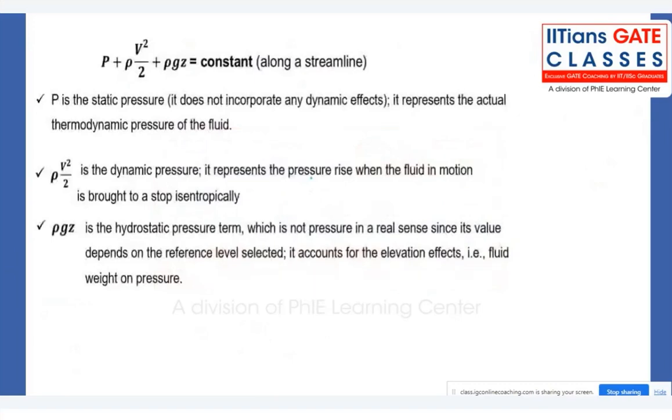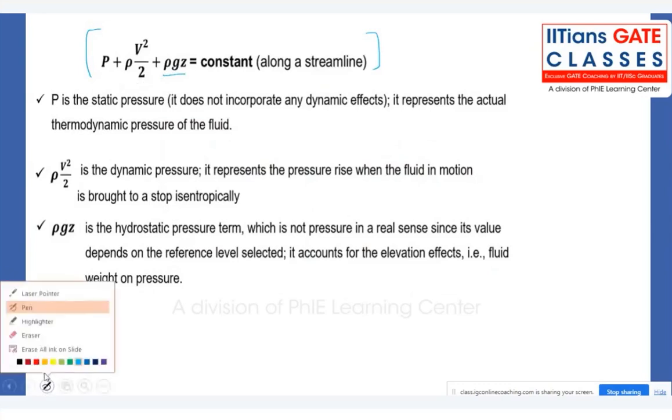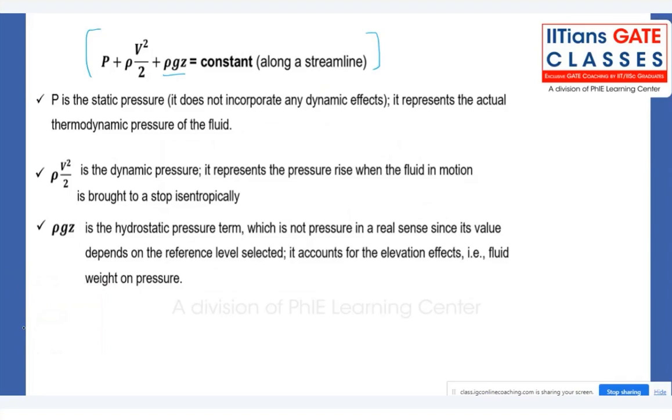So here we have some terms that we would like to take regarding the Bernoulli equation: P plus rho v square by 2 plus rho gh. In this one, there are some specific terms that we must be familiar with. P is the static pressure. It does not incorporate any dynamic effect. It represents the actual thermodynamic pressure. Rho v square by 2 is nothing but the dynamic pressure. It represents the pressure rise when the fluid is brought to rest isentropically.